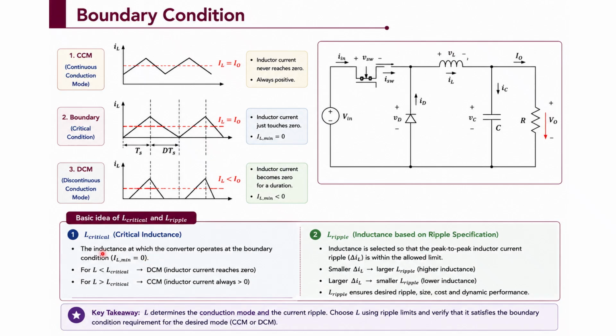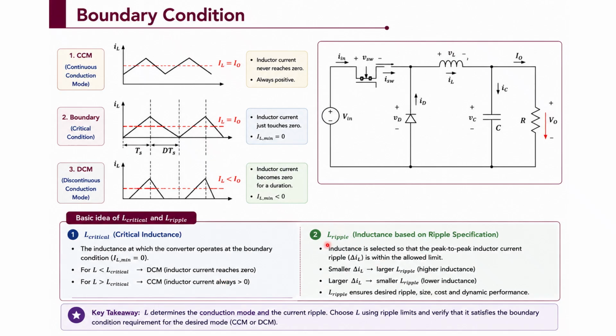So L critical is nothing but the inductance at which the converter operates at the boundary condition, that is IL is equal to 0. For L less than the critical value, if your inductor value is less than this L critical value, your buck converter will show discontinuous conduction mode, and if L is greater than the L critical value, your buck converter will be in the continuous conduction mode.